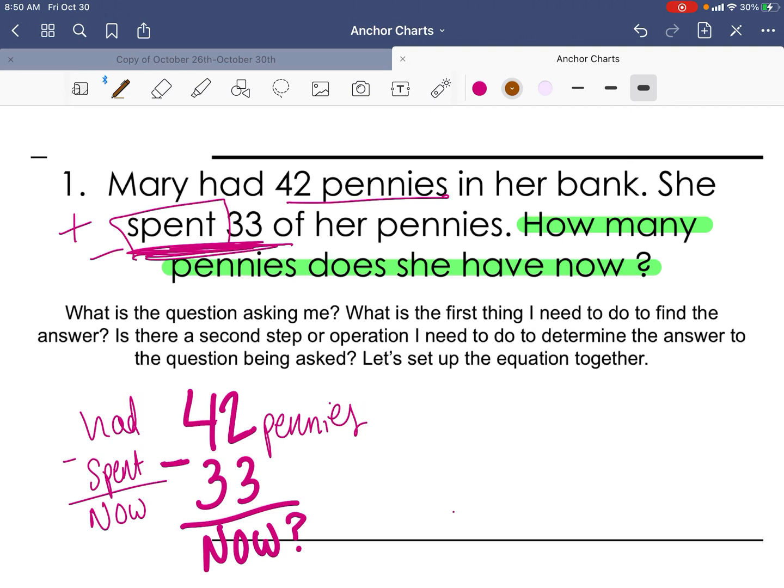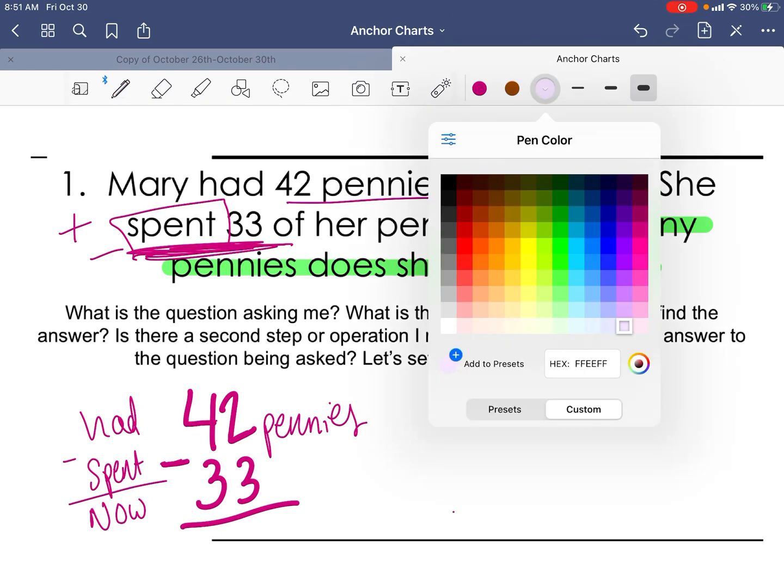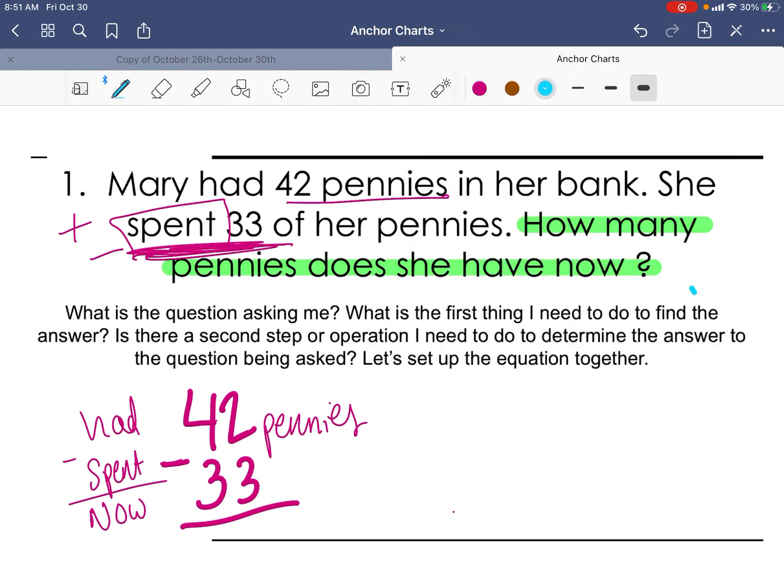Mary had 42 pennies in her bank. She spent 33 of those pennies. How many pennies does she have now? So we're doing 42, how many she had, take away how many she spent, which was 33. How many does she have now? So what I need to do is subtract 42 minus 33. Boys and girls, let's draw our 10s and 1s.